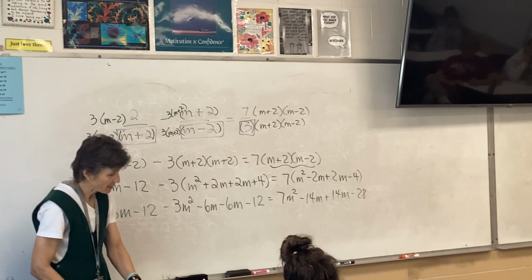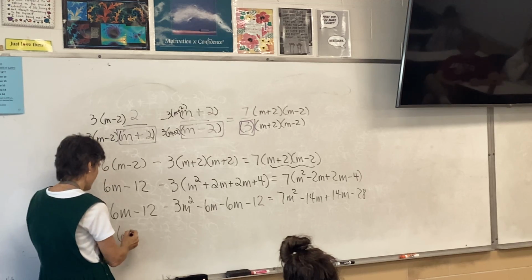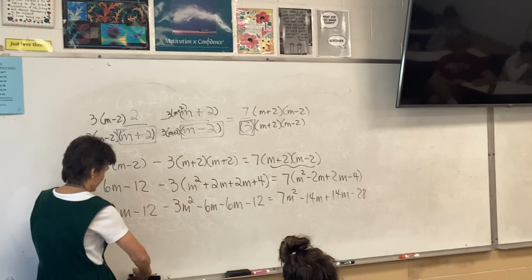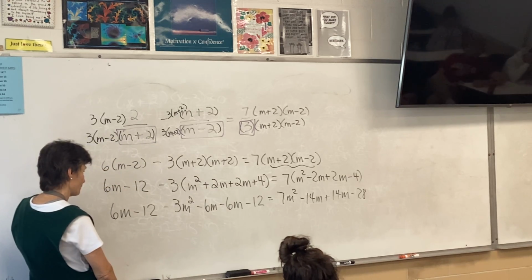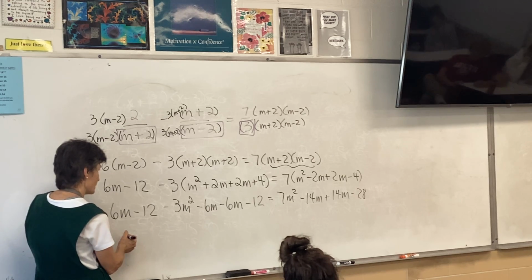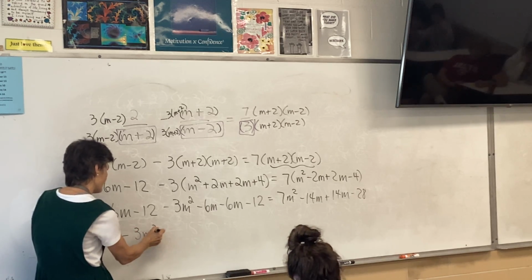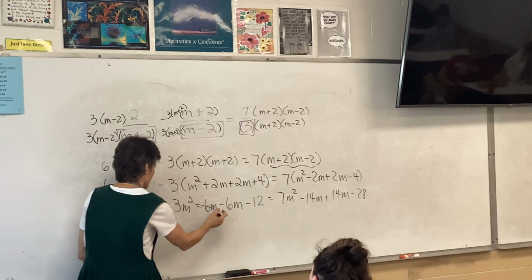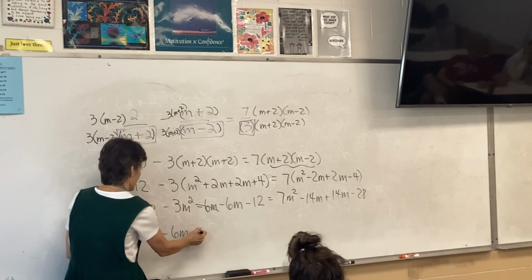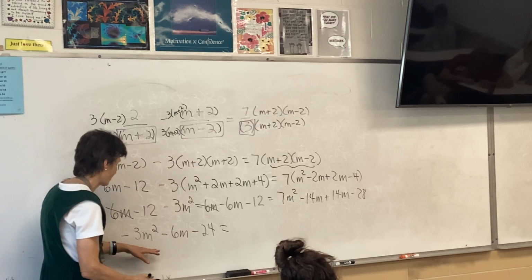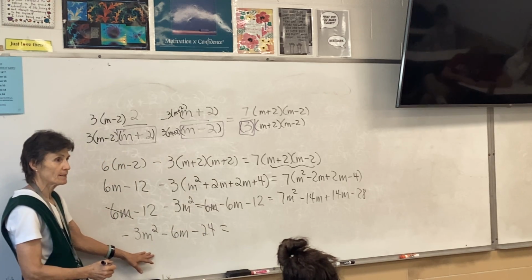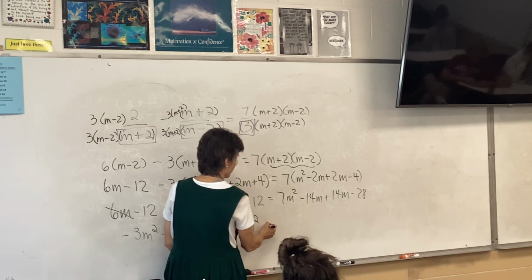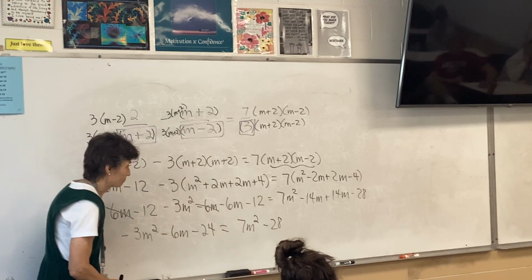You may be doing things in a slightly different order than me, but hopefully you have come up with, well, wait a second. Can we clean this up a little bit? So, -3m squared minus 6m minus 24. Did anybody else get that on the left side? Olivia, you did? Okay. And then on the right side, 7m squared plus 20, yeah, because these cancel.